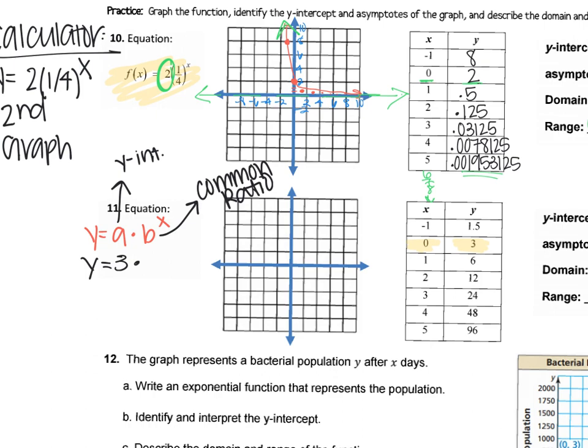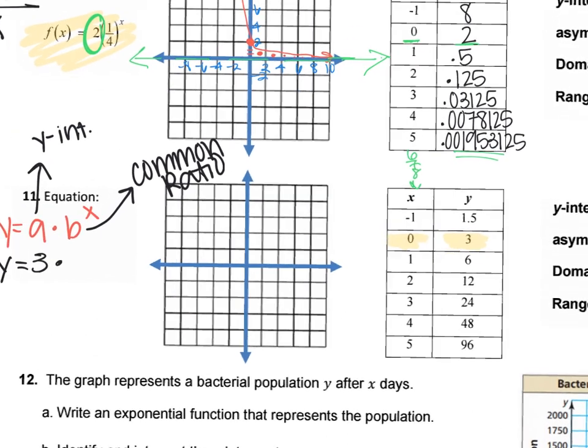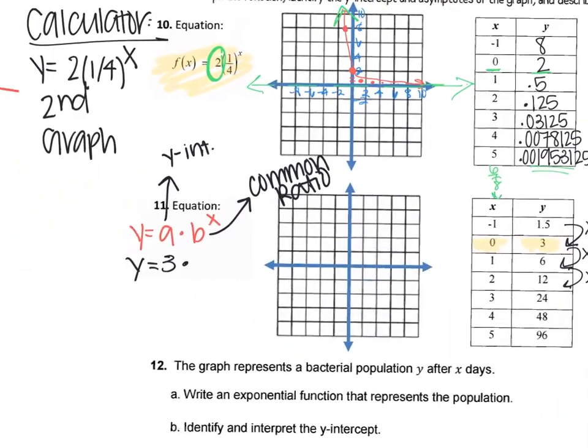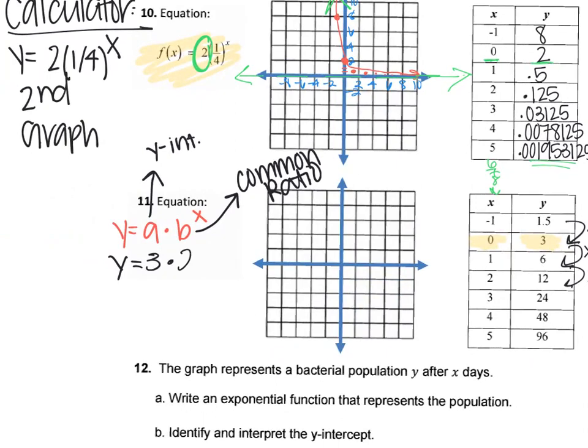Since it's exponential, I'm looking at my y's, and I want to see how am I getting from here to here. How am I getting from here to here? And it's exponential, so I'm multiplying or dividing. Well, 1.5 times 2 gives me 3. 3 times 2 gives me 6. 6 times 2 gives me 12. So I'm multiplying by 2. So my b is 2, and then the x stays there. So there's my equation.